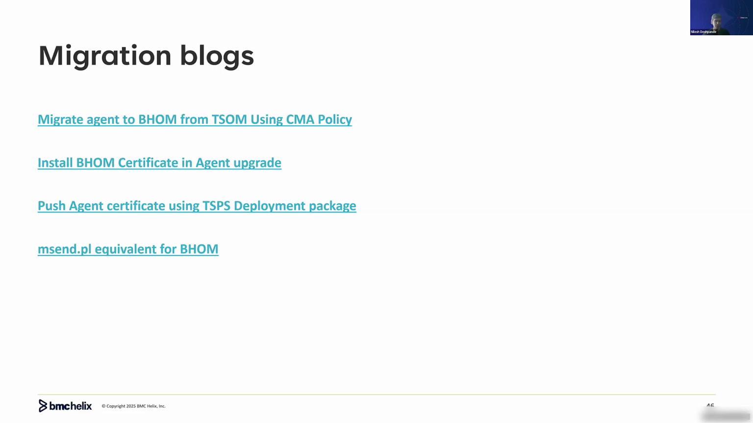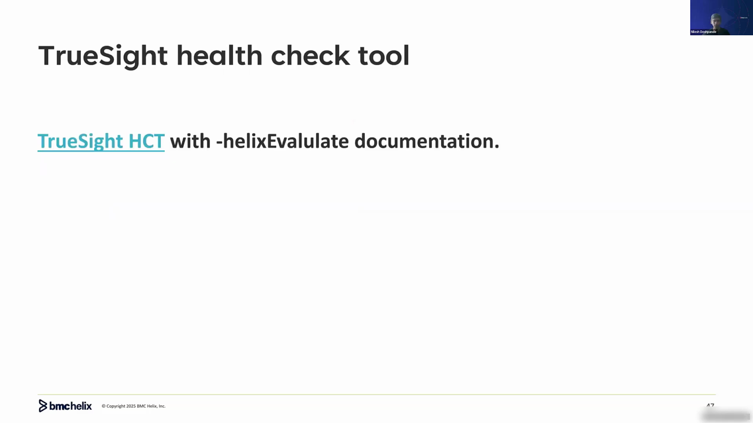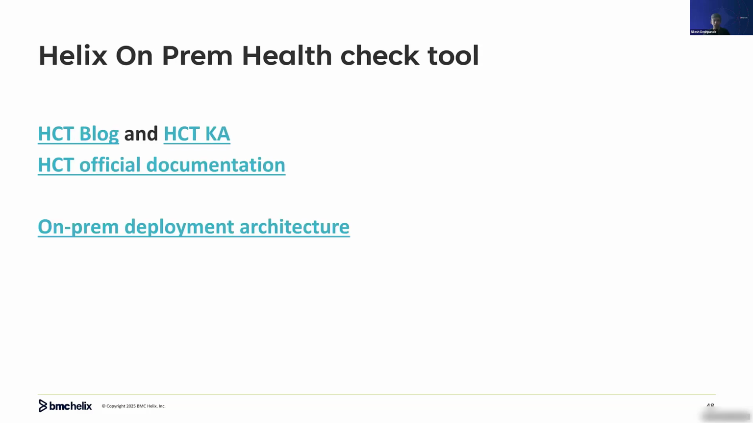There is an MSend tool equivalent created for the BHOM, which we'll be sharing. It was earlier done in Perl. Now it's also created in Python for better scalability. The health check tool, we spoke about it. And this is the on-prem health check tool. Now, this is available officially out of the box from the new deployment on the on-prem release. If you're using the BMC Helix on-prem, then you need to run this tool so that it will validate various aspects, which will assure whether you can go for the deployment or not.